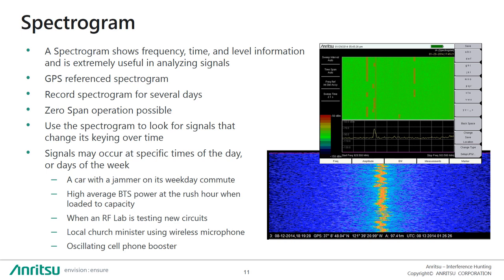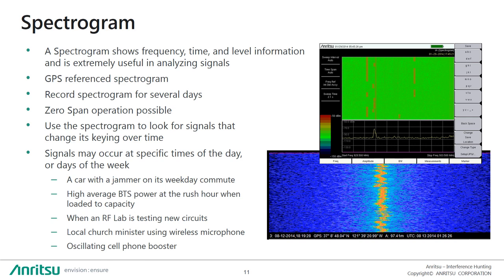A spectrogram, or waterfall view as it's also called, can be extremely useful when analyzing signal behavior. This shows frequency on the x-axis and time on the y-axis. The signal amplitude is shown using colors. You can see examples of spectrograms in the pictures on this slide. Commonly, the color scheme is going from blue to red, with blue indicating very low signal levels or noise, and red indicating very high levels.